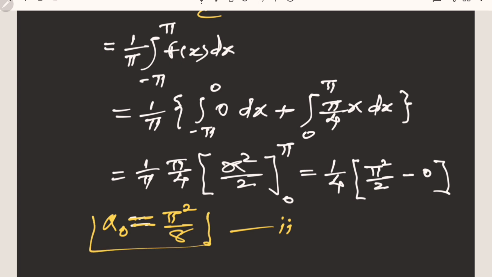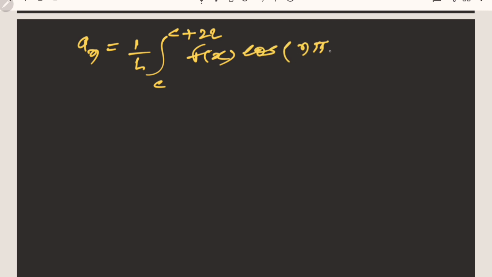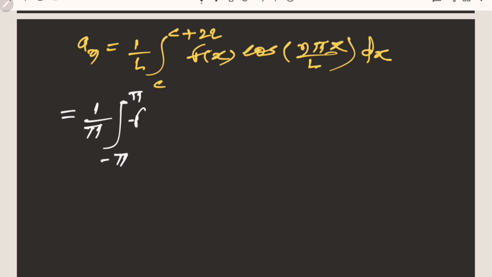Then we have to obtain the second coefficient, that is the an Fourier coefficient. The formula is 1 by L integration from C to C plus 2L of f of x cos of n pi x divided by capital L with respect to x. Substituting the values, 1 by pi integration from minus pi to pi of f of x cos of n pi x upon pi, pi gets cancelled, we get cos of nx only.